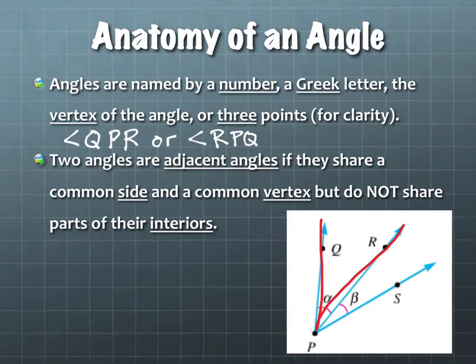Two angles are called adjacent if they share a common side and a common vertex, but they do not share parts of their interior. In other words, they don't overlap. The interior pieces are not overlapping one another. So this image right here is actually an image of two adjacent angles. Angle alpha and angle beta are adjacent. They share the vertex P. They share the ray side PR. They share that ray, and their interiors do not overlap. Right? They don't do like this and blend together. That's not what's happening.